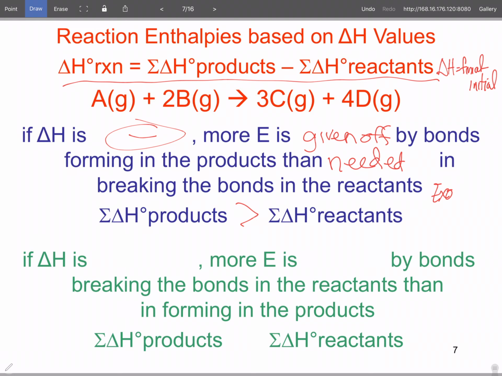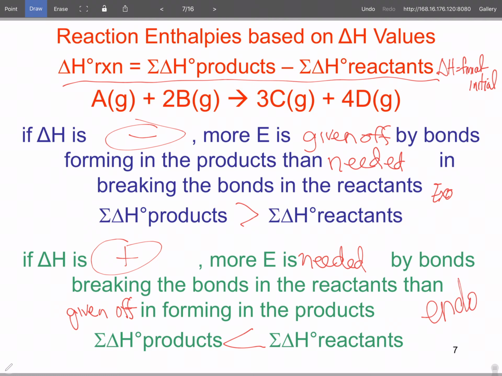On the other hand, delta H will be positive when more energy is needed for bond breaking in the reactants than given off or released in the forming of the products. So in this case, your delta H of products is less than that. So this would be an endothermic reaction. So if more energy is required to break the bonds than you get out from forming the bonds, then it's endothermic. If you release a lot more energy than you needed, then it's exothermic.